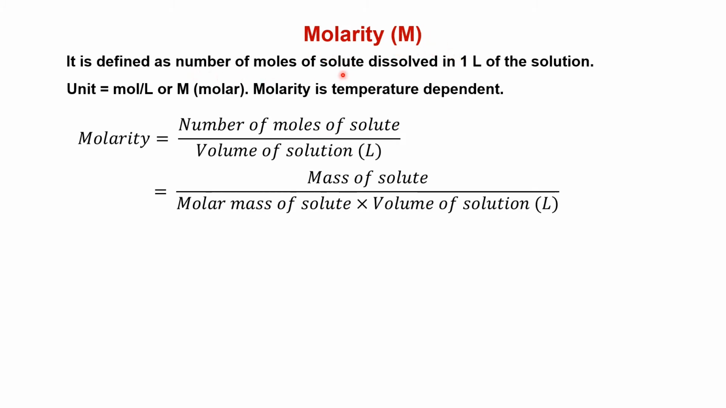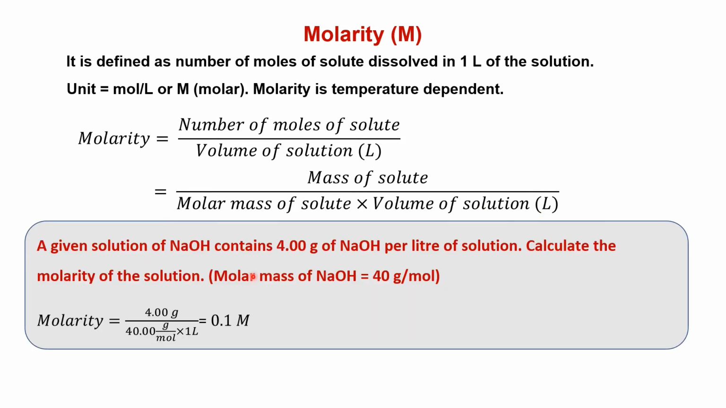Next concentration term is molarity, which is also written as capital M. It is defined as number of moles of solute dissolved in 1 liter of solution. The units of molarity are mole per liter or molar, which is written as capital M, and the molarity is temperature dependent. So molarity is equal to number of moles of solute divided by the volume of solution in liters, and the number of moles of solute is equal to mass of solute divided by molar mass of solute. So the total formula for molarity will become mass of solute divided by molar mass of solute multiplied by volume of solution in liters.